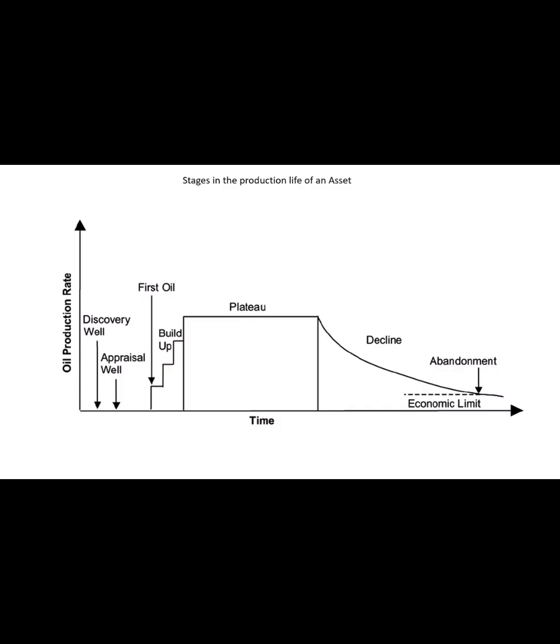After a discovery has been made and appraised, a decision is made and production starts. In the most conventional terms, production usually starts low and slow, then gradually builds up, and after a few months or years, it stabilizes and plateaus for a period of time before it starts to decline, before it reaches its economic limit and before abandonment takes place.